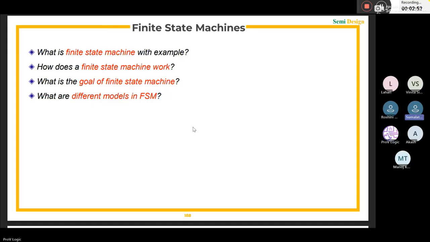There are combinational finite state and sequential finite state machines. Mealy and Moore are there. In the Moore FSM, the output depends only on the present state, and in Mealy, the output depends on the present state and the present input also.